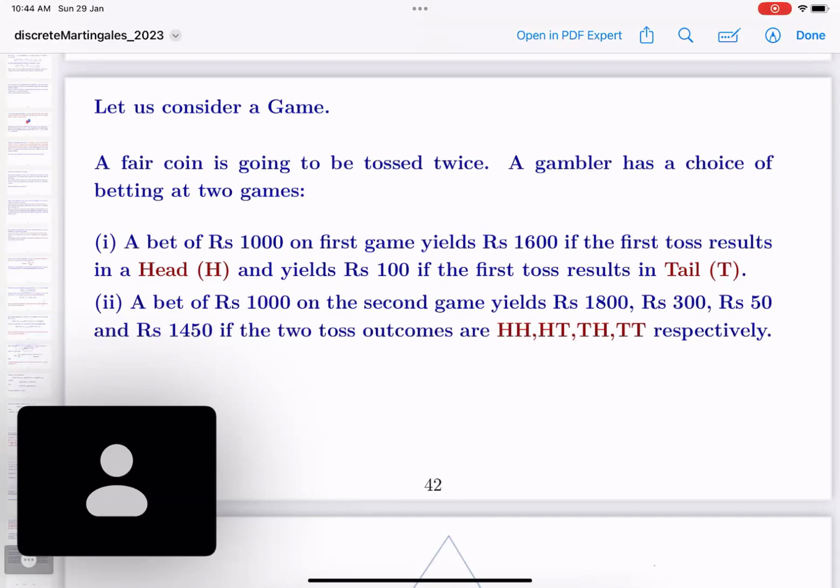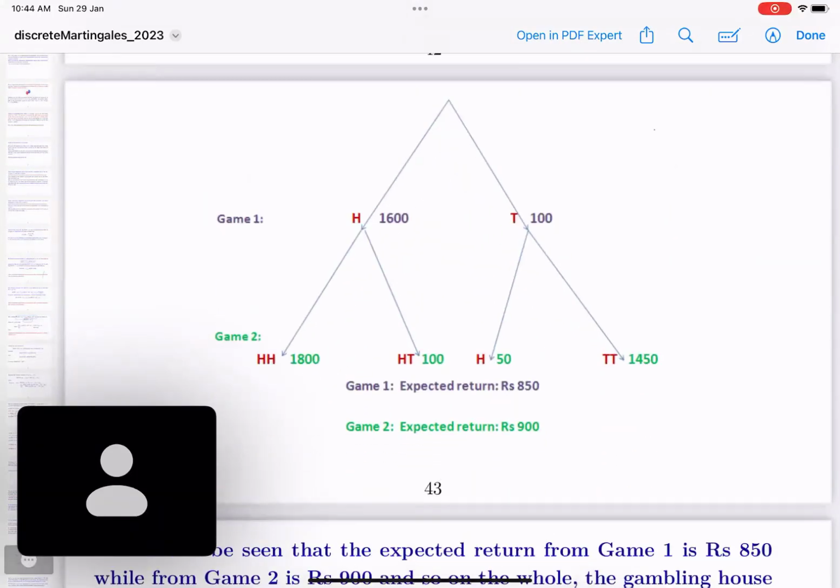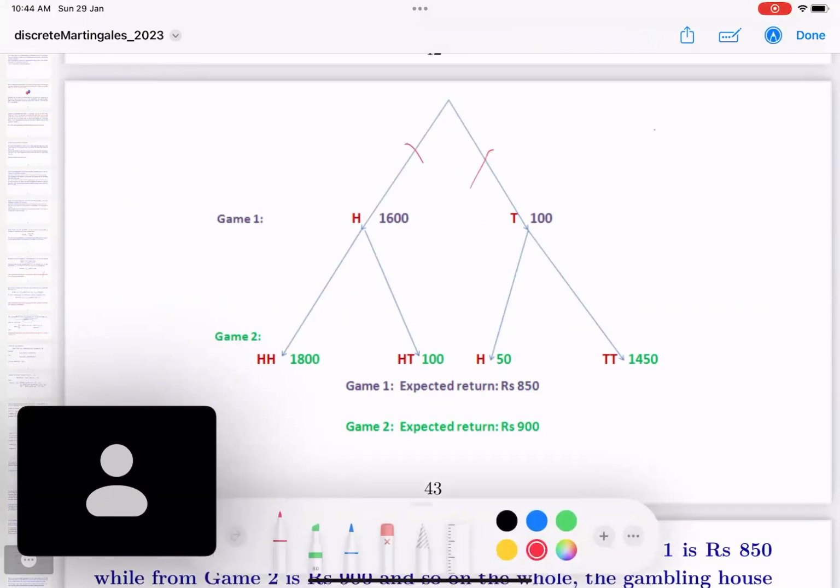A bet of 1000 on the first game gives 1600 if the first toss is a head, and yields 0 if the first toss is a tail. And on game 2, the bet of 1000 on the second game gives 1800, 350 or 1450 depending on these 4 outcomes. Now I have drawn it as a graph. This is the first toss, and these are the outcomes of the second toss. So 1800, 150, 1450.